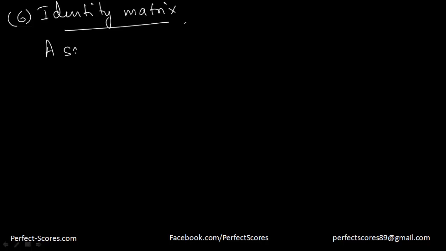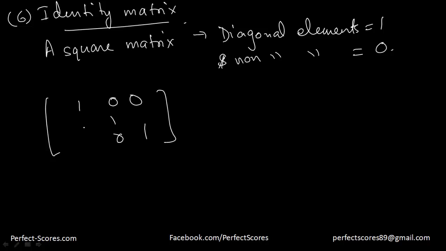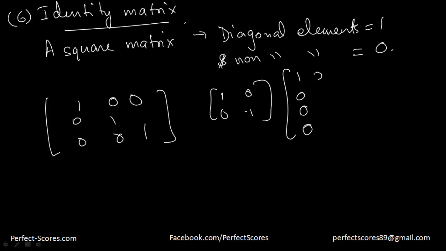So it's kind of a square matrix where all the diagonal elements are equal to 1, and all the non-diagonal elements are equal to 0. So if I want to define an identity matrix, this is an identity matrix, and this over here is also an identity matrix, right? So this is also an identity matrix.